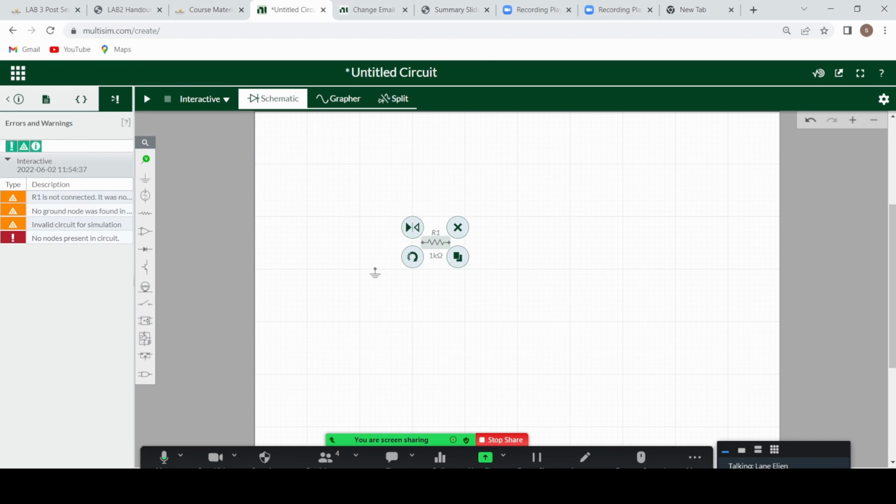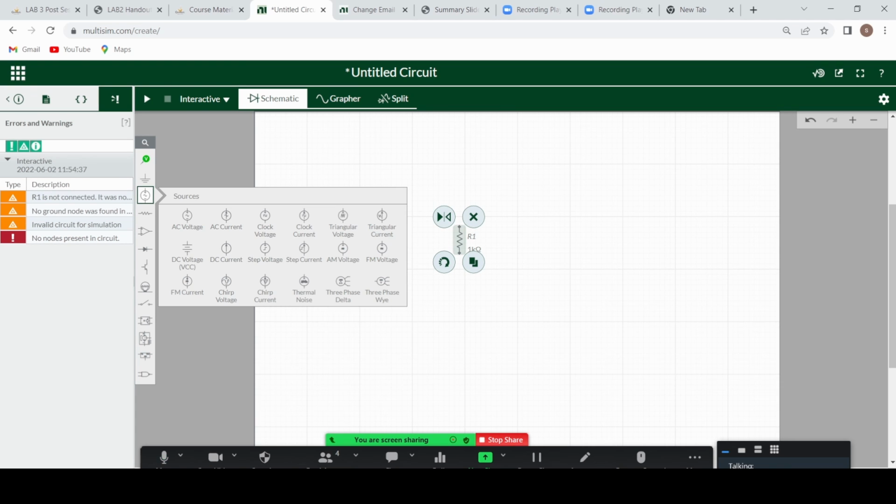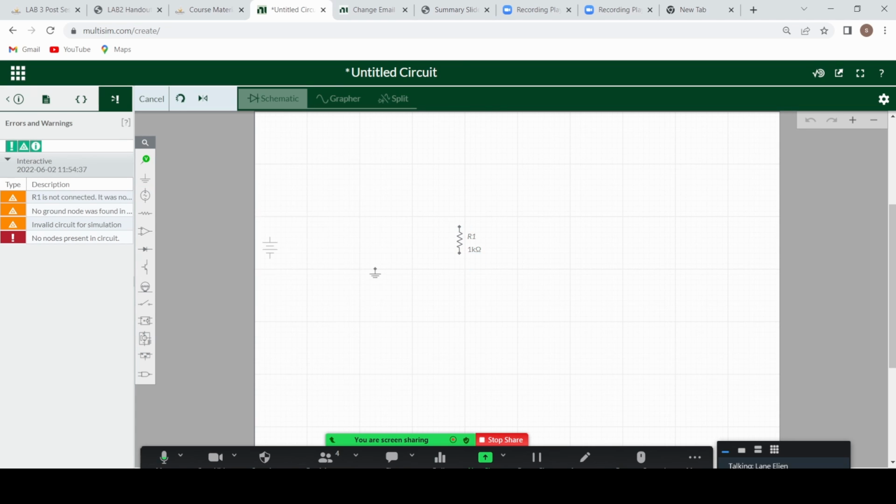If we want to rotate it, I'll go ahead and rotate mine so it looks like the circuit. And then we need a battery, right? So if you go down here on sources, we can now select a DC voltage and put it above the ground. All right, so it's done. Now I can connect it. That's the second step, right?